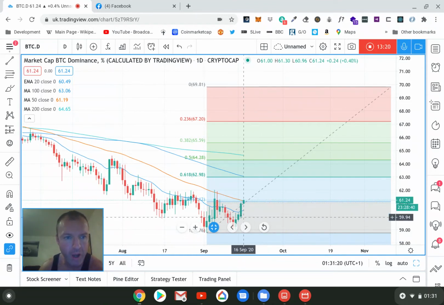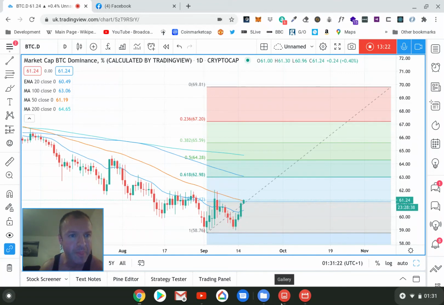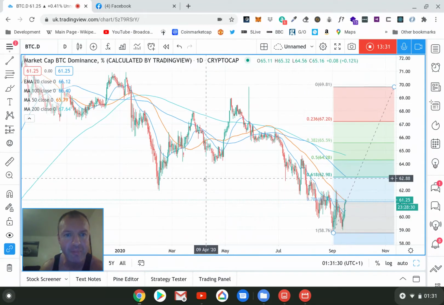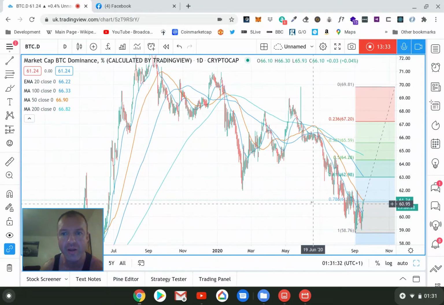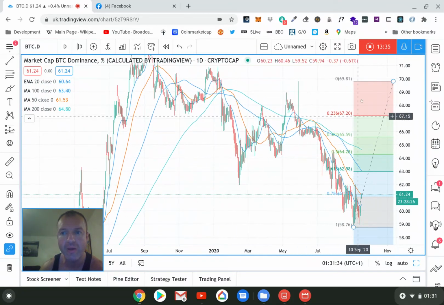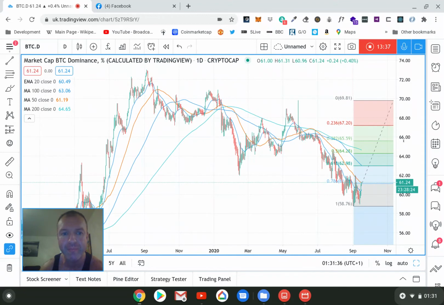We went down below the 20. Yeah, we went below the 20. These averages are all facing down because we've had a long bearish run. They're all in the order that you'd look at in a bear market, because we've had Bitcoin dominance top out 4th of September 2019. And since then, Bitcoin's been in a bear market in the dominant stakes, really.